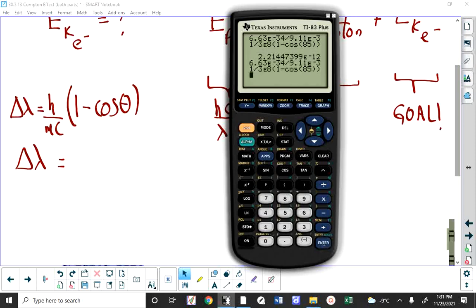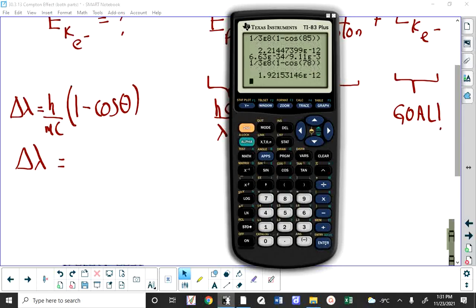Guess I can just repeat this calculation. The only thing that changes, I think this is interesting. The wavelength shift is only determined mathematically by the angle at which the photon is scattered. It's not determined by how quickly the electron moves. It's not determined by the initial wavelength. It's not determined by any of that.